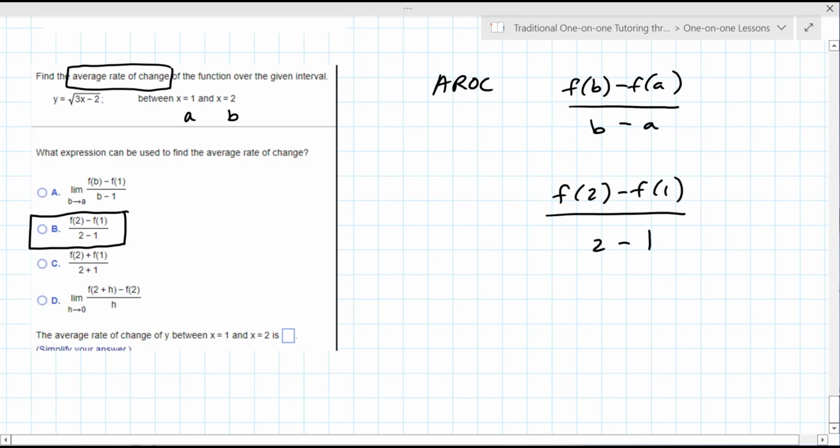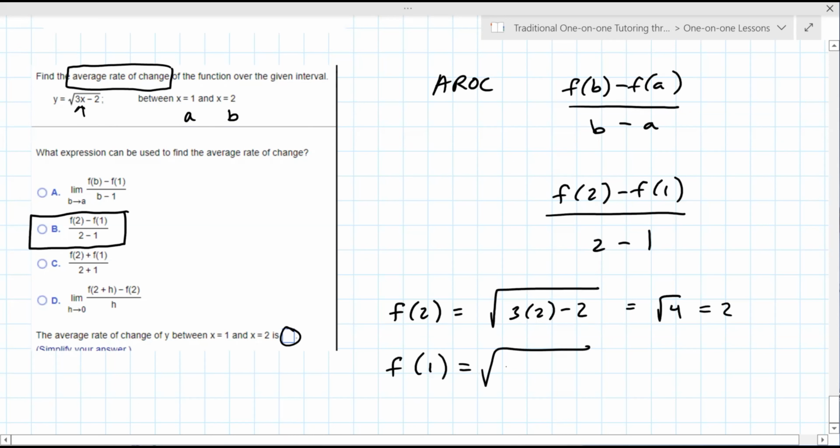Now, in terms of the next box, we have to actually do some work. We have to actually find each of these. So f of 2 means to put 2 in for x in this function. So it's square root of 3 times 2 minus 2, which is square root of 4, which is 2. And we do the same thing for 1. 3 times 1 minus 2. 3 times 1 is 3, minus 2 is 1. Square root of 1 is 1.